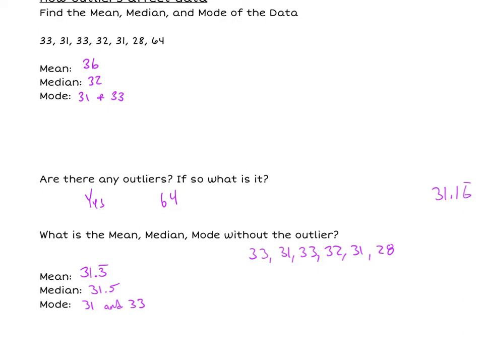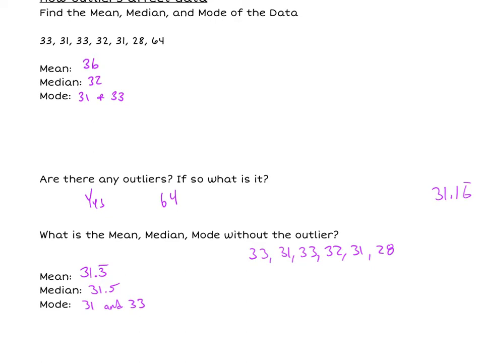So when you have outliers, it tends to make your mean look very different when you include an outlier. Okay? The median's pretty close. It's only 0.5 off. The mode is exactly the same. So when you have outliers, it's not a great idea to use the mean as a representation of your data. Because when you look at those numbers, most of those numbers are smaller than 36. Would you agree?